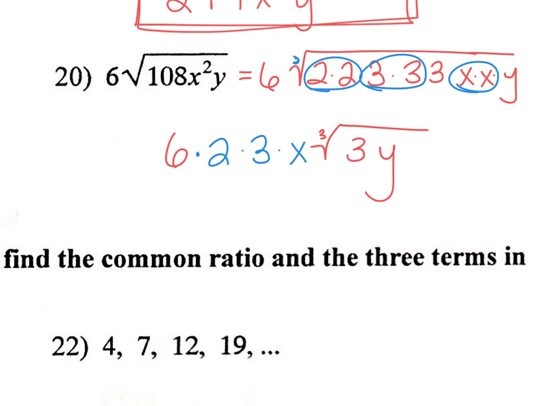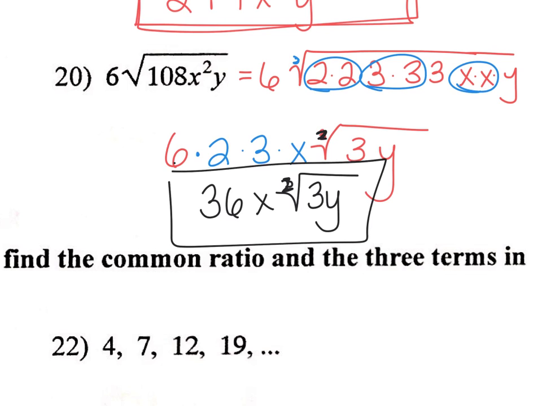Now I can go back and multiply these together. So I've got 6 times 2 is 12, times 3 is 36, x, cube root of 3 to the y. Ah, cube root, I don't know where I got that. Square root, I can't read my own handwriting. Square root.